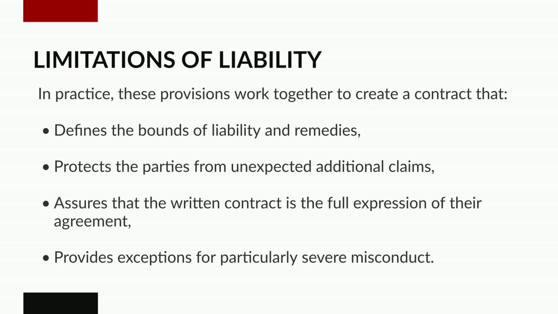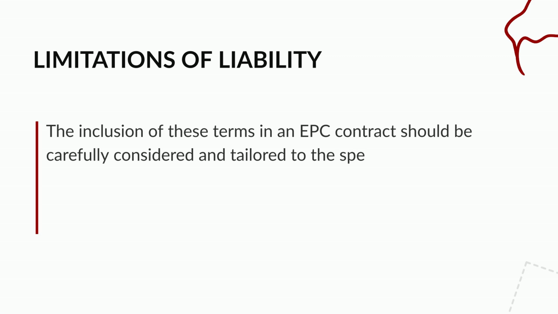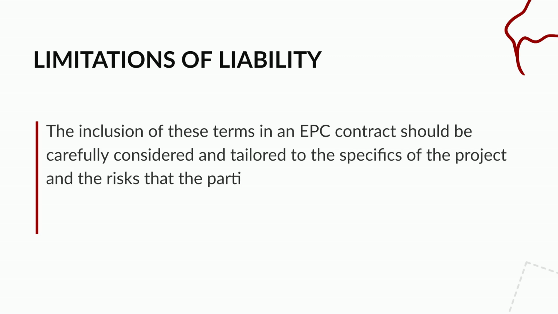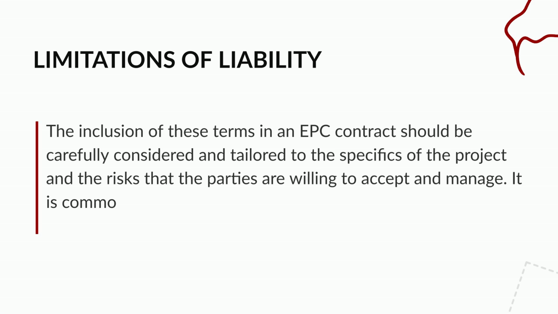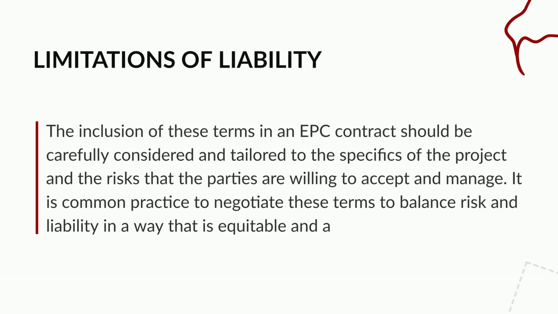In practice, these provisions work together to create a contract that defines the bounds of liability and remedies, protects the parties from unexpected additional claims, assures that the written contract is the full expression of their agreement, and provides exceptions for particularly severe misconduct. The inclusion of these terms in an EPC contract should be carefully considered and tailored to the specifics of the project and the risks that the parties are willing to accept and manage. It is common practice to negotiate these terms to balance risk and liability in a way that is equitable and acceptable to both parties.